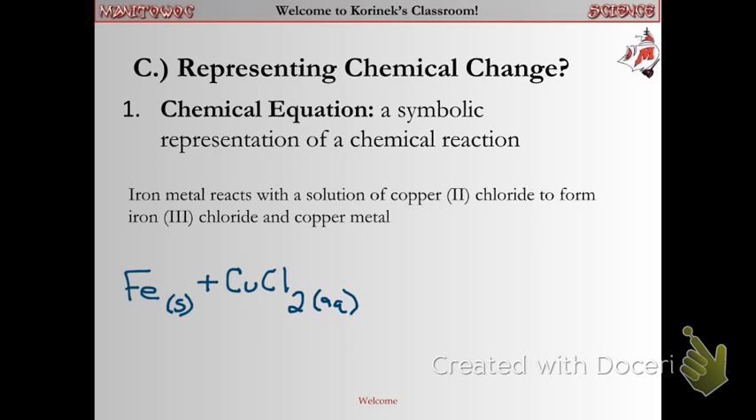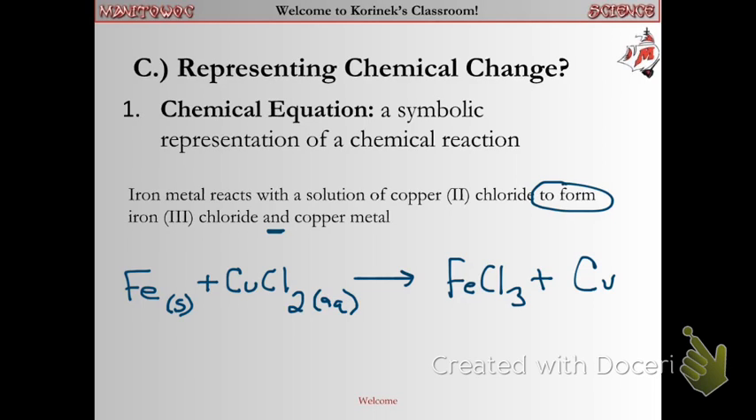Okay, so we've got that side of the equation. And then we have this phrase right here. It says "to form." The phrase "to form" is indicating that we are now producing something new. And the new stuff is iron 3 chloride, which is written like this, FeCl3, and copper metal. And is usually a good place for a plus sign. And copper metal, Cu. Okay?